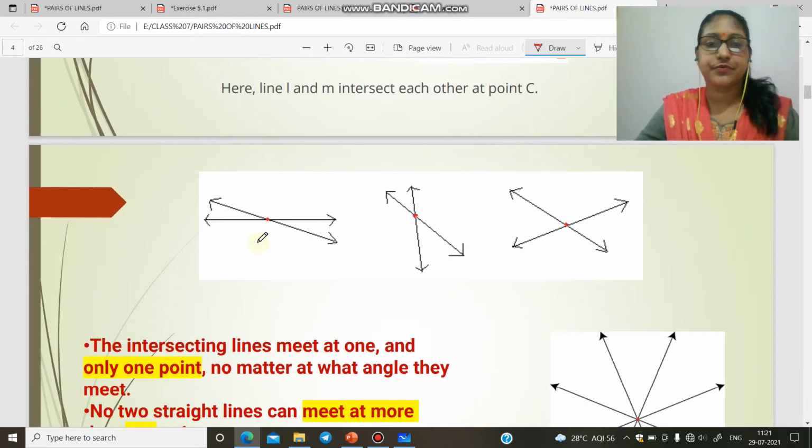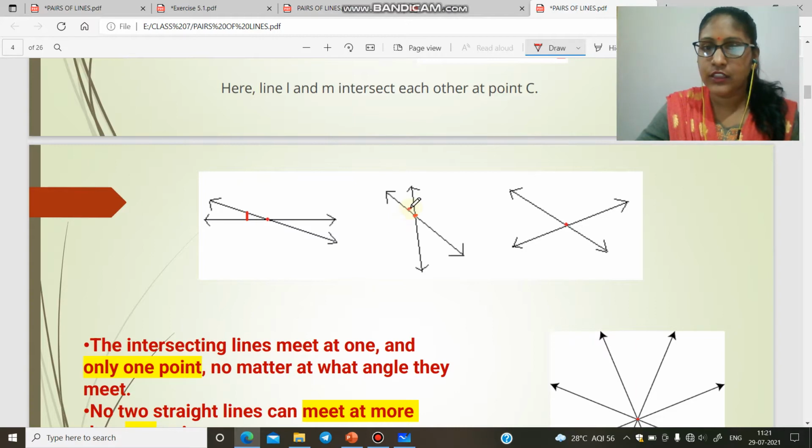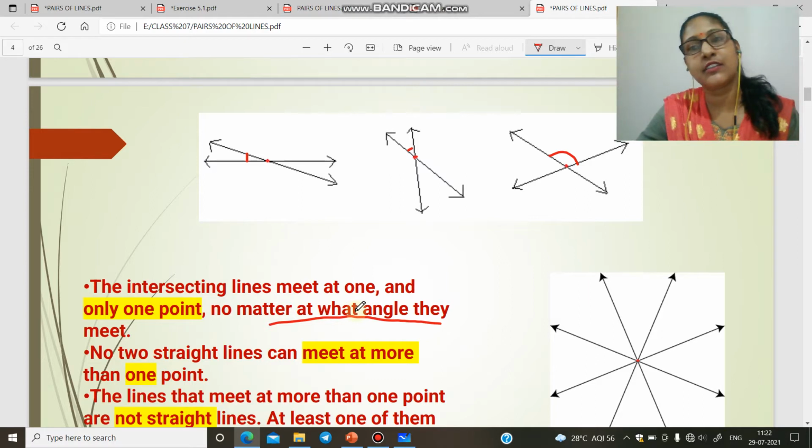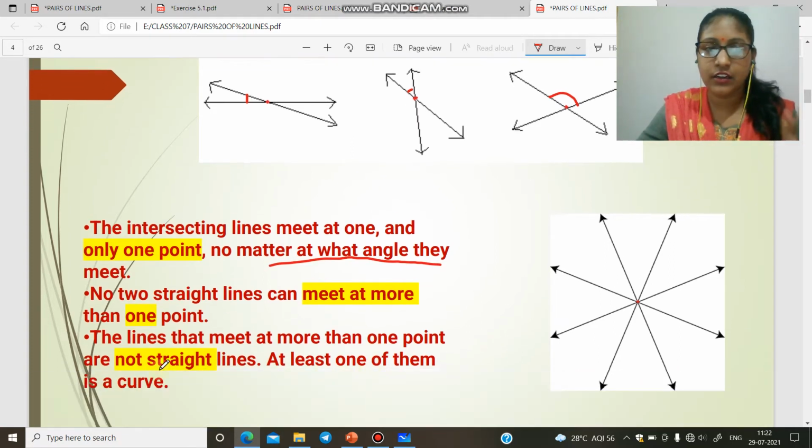Now we observe some more examples of intersecting lines. When we observe their angles, all the angles in these three figures are different. So we can say that intersecting lines meet at one and only one point, no matter at what angle they meet. They may be acute angle, right angle, or obtuse angle. No two straight lines can meet at more than one point. And the third conclusion is that lines that meet at more than one point are not straight lines.